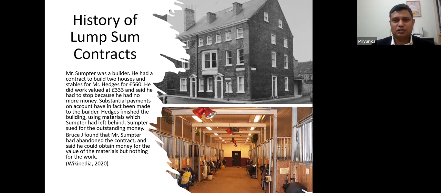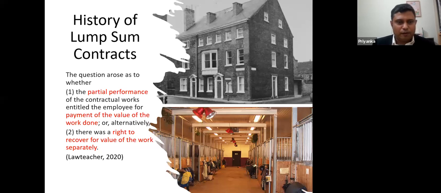Now, this is where one of the law cases pertaining to a lump sum contract evolved in the British system. When you see the facts, the question was twofold: whether the partial performance of the contractual works is an entitlement for an employer to pay for the value of work done, since we are talking about a lump sum contract here, and whether there was a right to recover the value of the work separately. Those were the two things which came to mind.